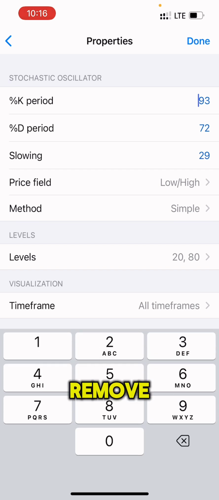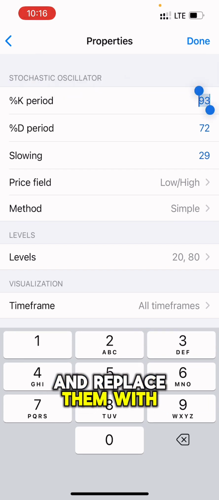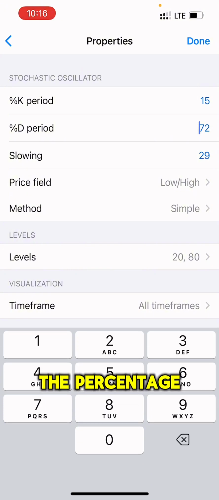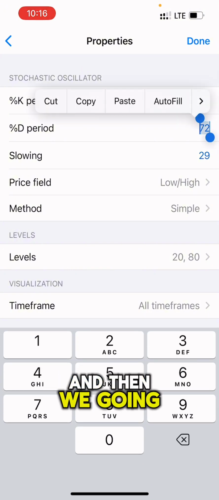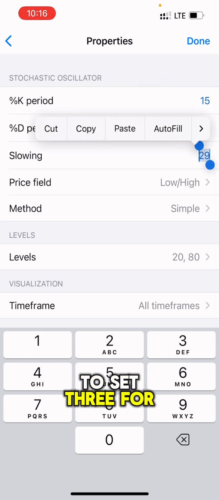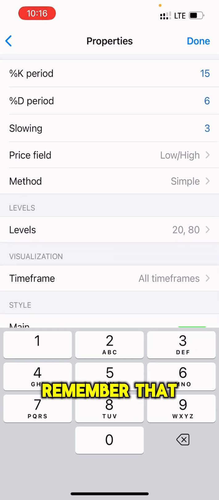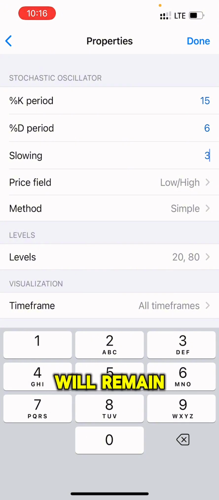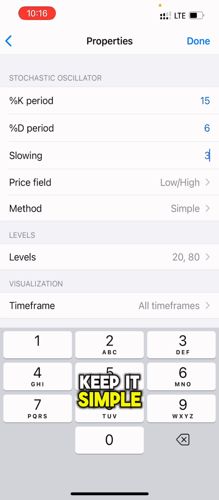So I'm going to remove and replace them with the new settings, which is 15 for the percentage K period. And then we're going to set 6 for the percentage D period. And then we're going to set 3 for the slowing. Remember that the rest of the settings are going to remain as they are. Example, price field will remain at low and high. The method will be simple for now.